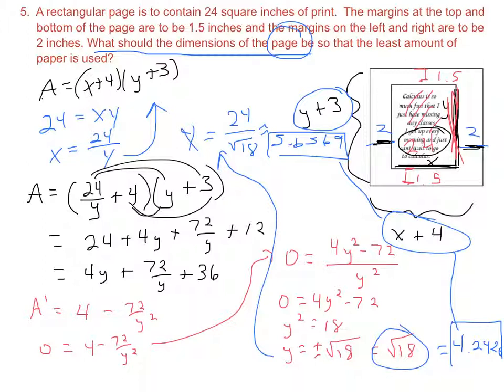Okay, so our dimensions then, I'm out of room, so let me erase this one. Our dimensions are going to be 9.6569 inches by 7.2426 inches. Write a nice little sentence, make it a little neater than my scribbles here, and that would be the dimensions of the page to have a minimum amount of paper being used.